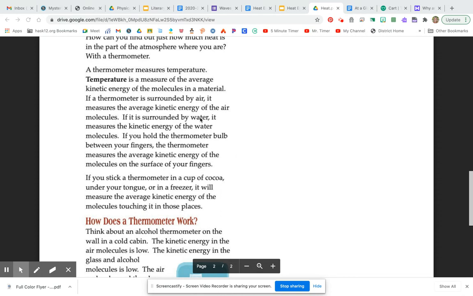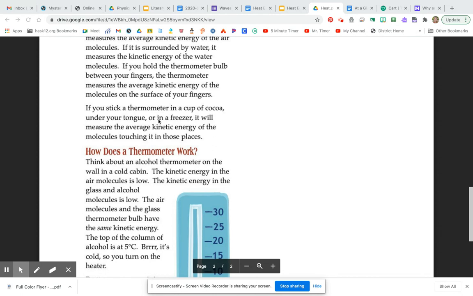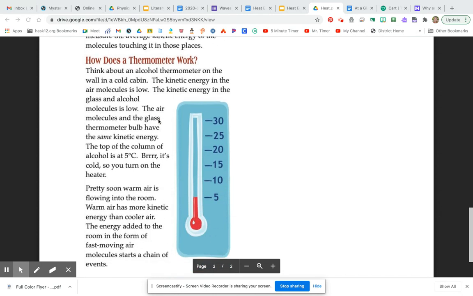If you hold the thermometer bulb between your fingers, the thermometer measures the average kinetic energy of the molecules on the surface of your fingers. If you stick a thermometer in a cup of cocoa, under your tongue, or in a freezer, it will measure the average kinetic energy of the molecules touching it in those places. How does a thermometer work?